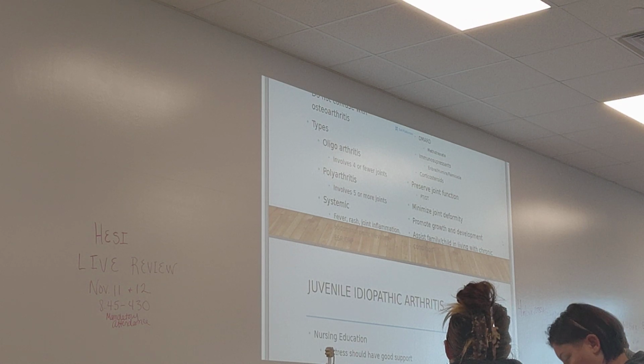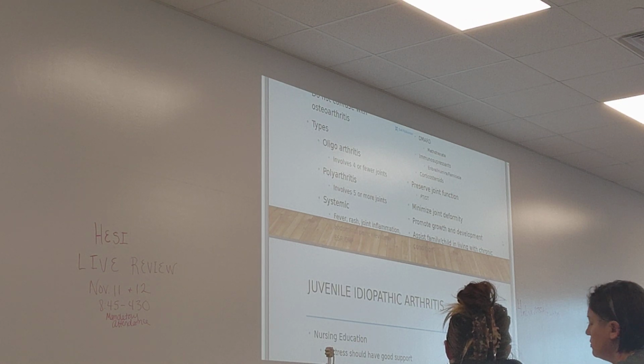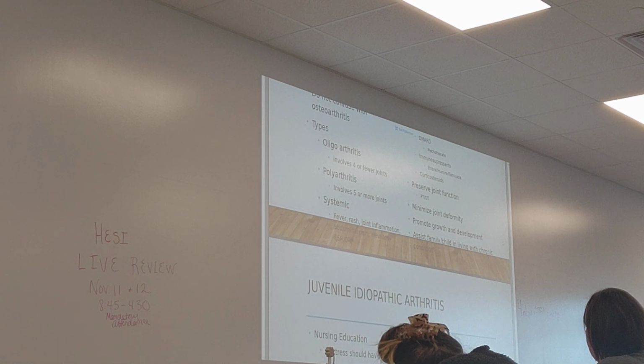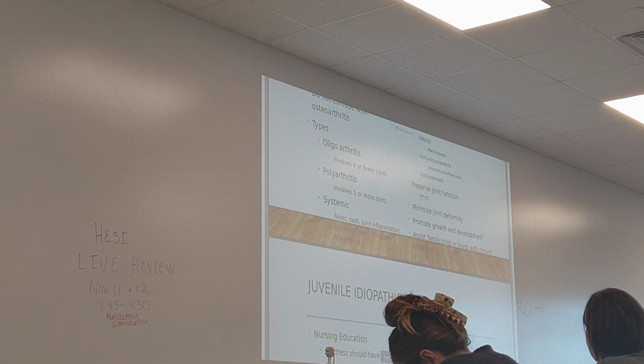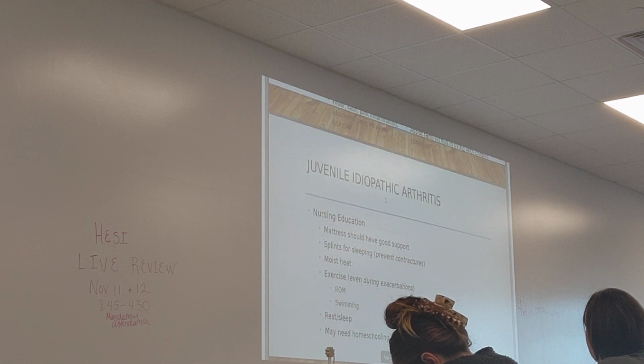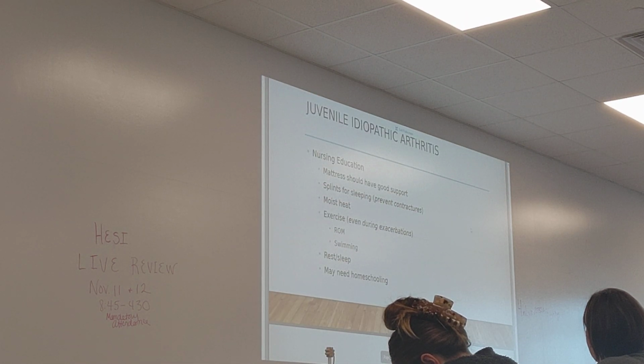How it is diagnosed: you may have a kid that has multiple times where they have a fever and they go to the doctor and they can't find anything wrong with them. They start having arthritis in certain joints for a significant period of time. They will take them for some blood work and usually get the diagnosis like that. Already talked about splints. I talked about heat.